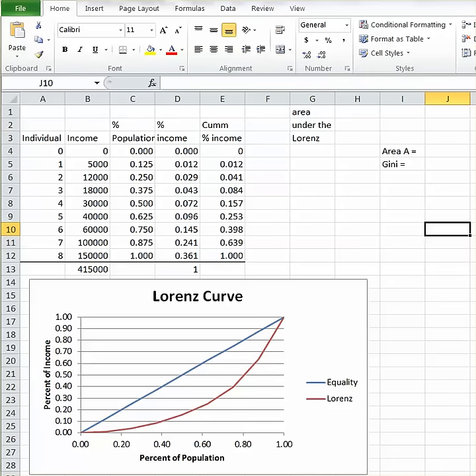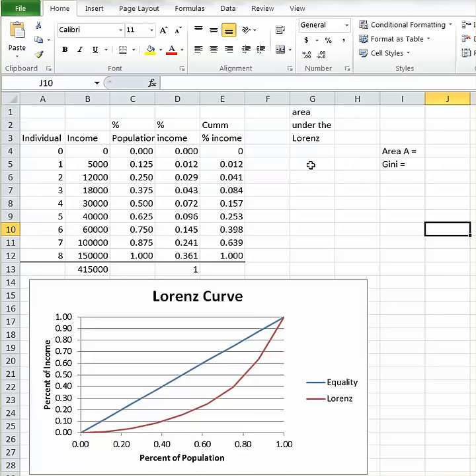Here's the data that's sitting out there in that other YouTube video called Lorenz Curve in Excel. I've just retyped it in, and this is the curve. Over here in this little space, we want to work on calculating the Gini index. The first thing I need to do is try to figure out the area under the Lorenz curve, this part down here. It's kind of easy to find.